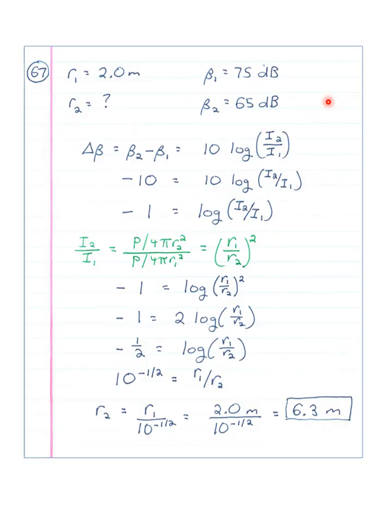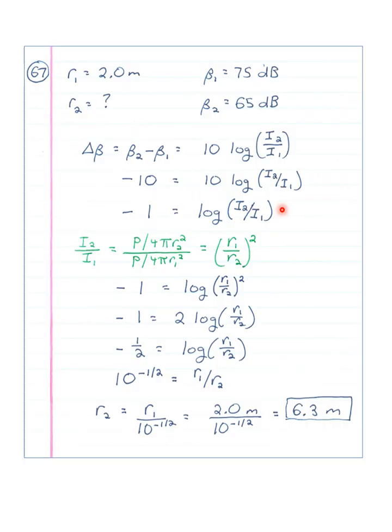And so given that we know the two different betas, and ultimately we want to solve for R, let's see what happens with intensity. So delta beta, which is beta 2 minus beta 1, final minus initial, is 10 times the logarithm of I2 over I1. Difference of the betas, 65 minus 75, that's negative 10. And we continue with equals 10 logarithm I2 over I1. Divide both sides by 10. And so we have negative 1 equals logarithm of I2 over I1. We're going to come back to this.